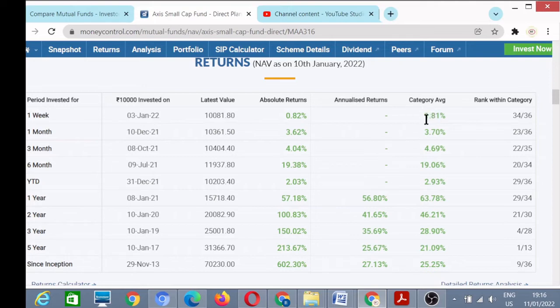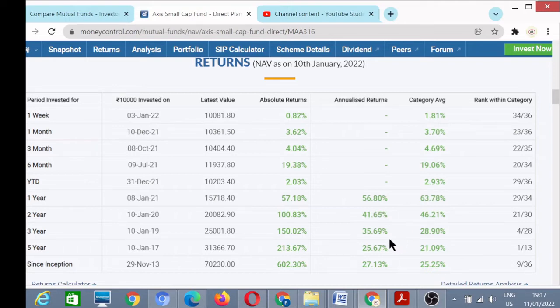So this is the category average. We can compare the category average and fund performance. Fund percentage is 56%, category is better. This is the last 1 year. So in the last 1 year we know that the category has beaten the fund, and in the last 2 years also the category has beaten the fund.